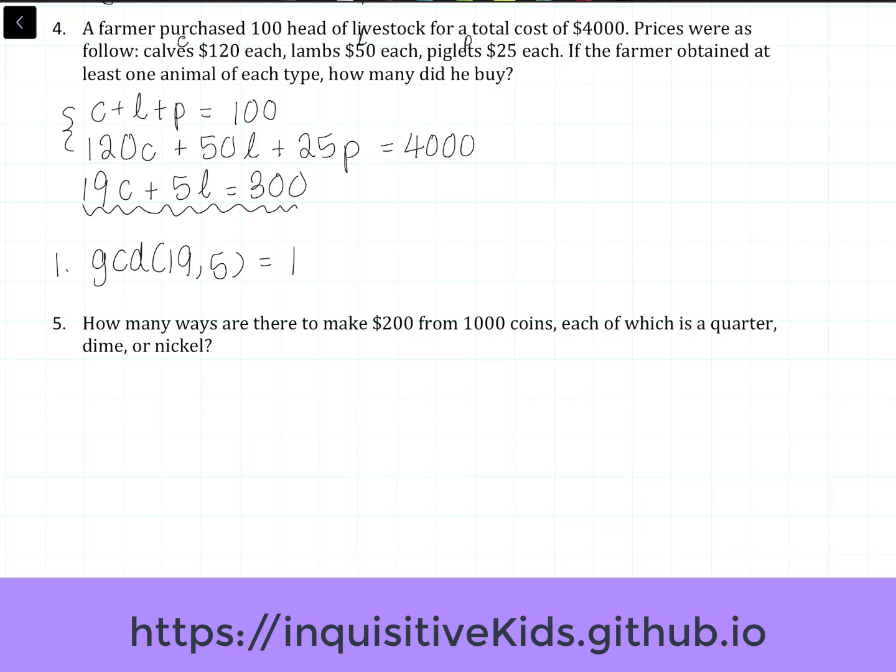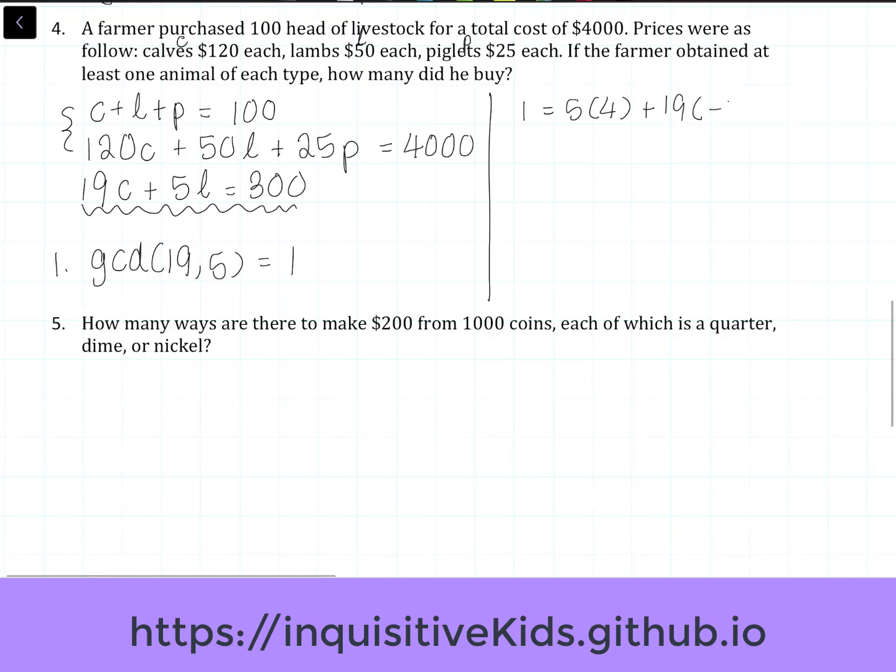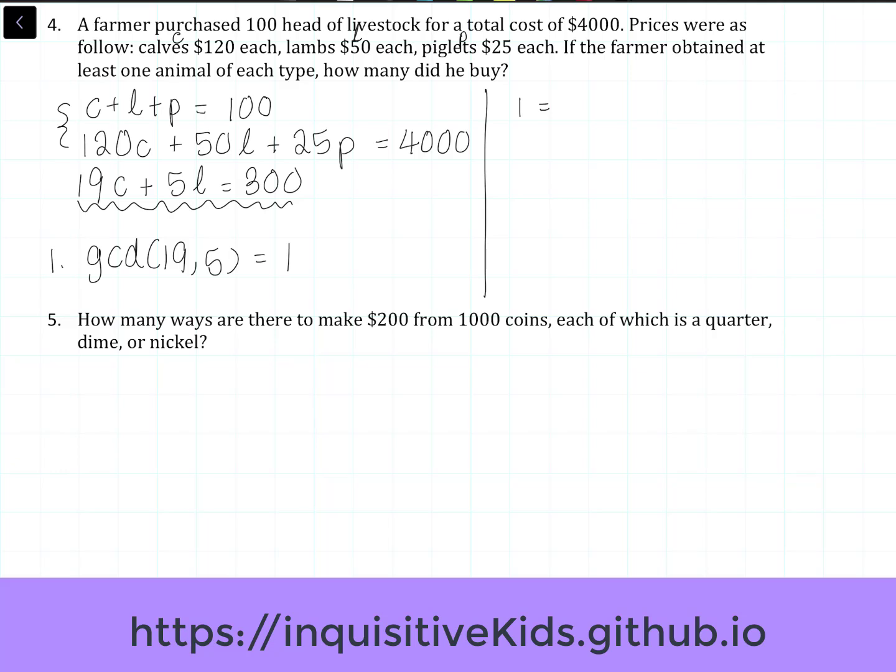Now from here, we can use the Euclidean algorithm. Expressing 1 in terms of 5 and 19, we have 1 is equal to 5 times 4 plus 19 times negative 1. Now we have to multiply both sides by 300 and scale it to the original number because the right side here is indeed 300. So now we can express 300 in terms of 5 and 19. 300 is equal to 5 times 1,200 plus 19 times negative 300. We can express 1 in terms of 19 and 5.